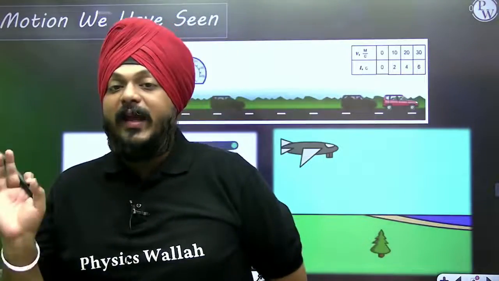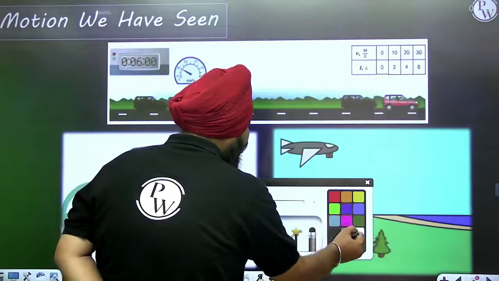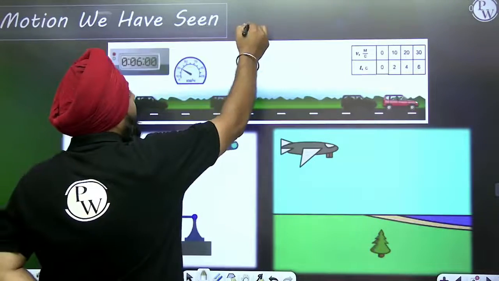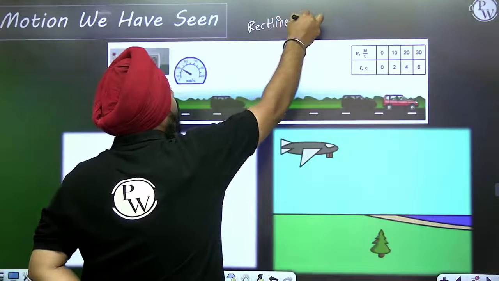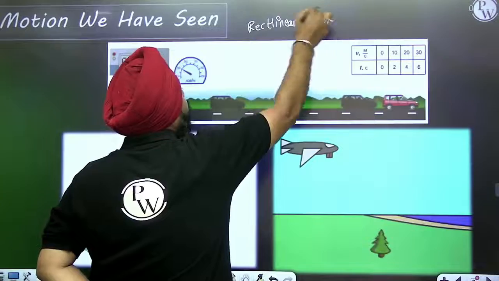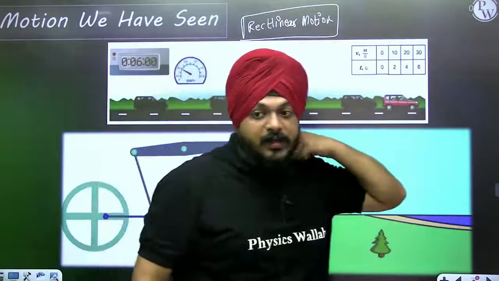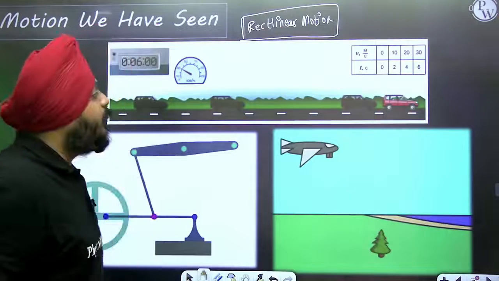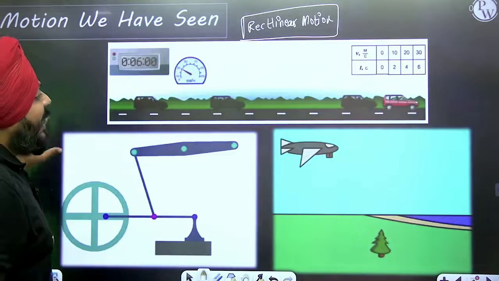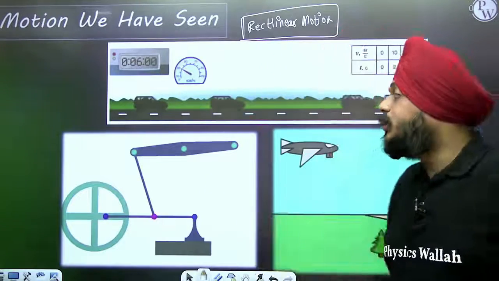Before moving on to SHM, I want to tell you all the things that we have seen. Till now, we have seen rectilinear motion, the motion along a straight path, in which uniform motion, uniformly accelerated motion, non-uniform motion, lots of things we have discussed. The entire kinematics 1D is based on rectilinear motion.